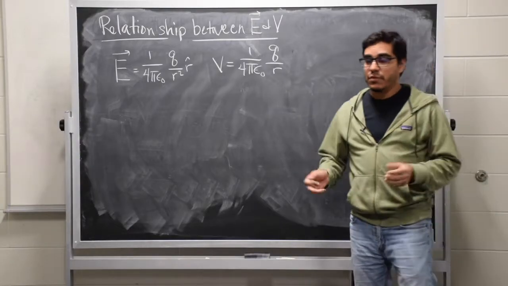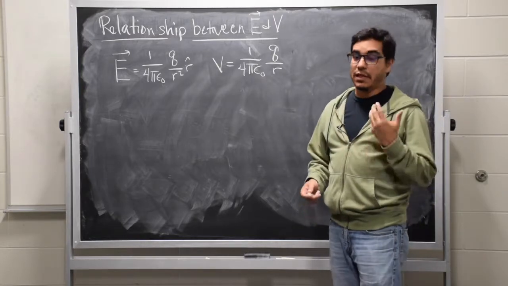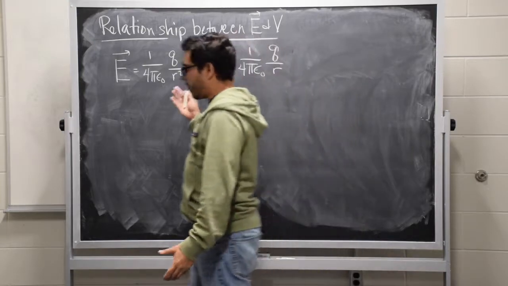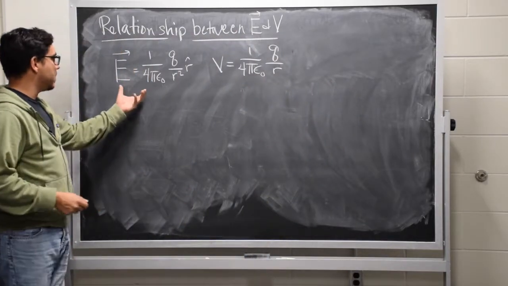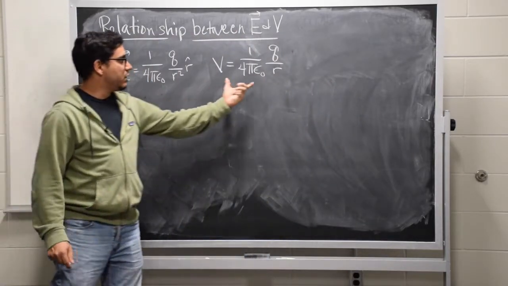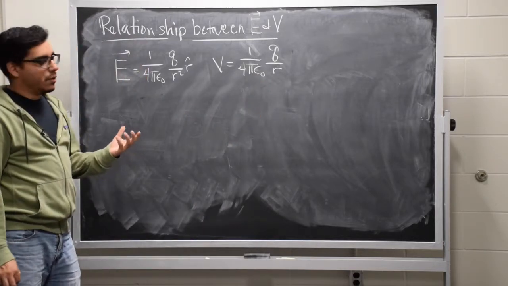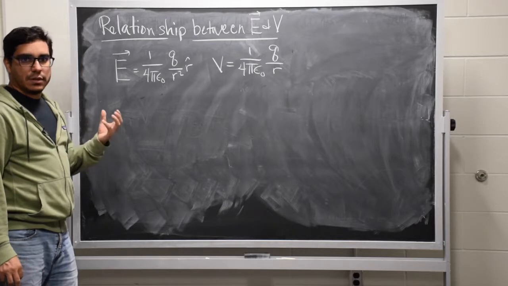Okay, in the last couple of videos we've talked about the electric field and the electric potential. And when we did that, we talked a little bit about the mathematical formula that described them. So here's the electric field for a point charge, and here's the electric potential for a point charge. They look very similar to each other, and it turns out that they're actually deeply related.